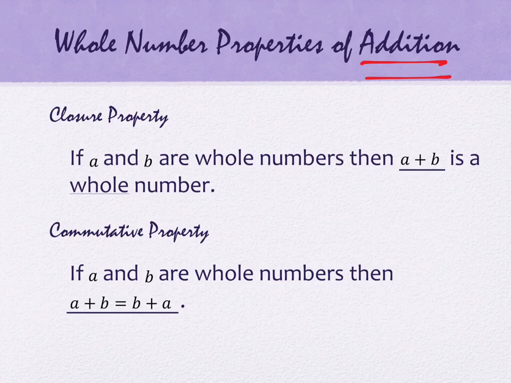Now think about that. That may seem like an obvious fact, right? Like obviously if I take two whole numbers, I get another whole number. But it's not true about all types of numbers. For example, if you were to take two odd numbers and add them together, will you get another odd number?